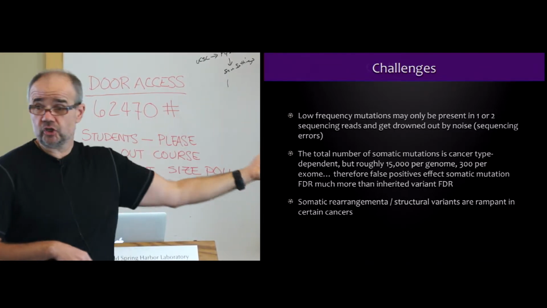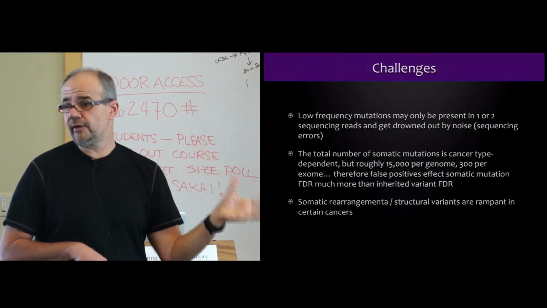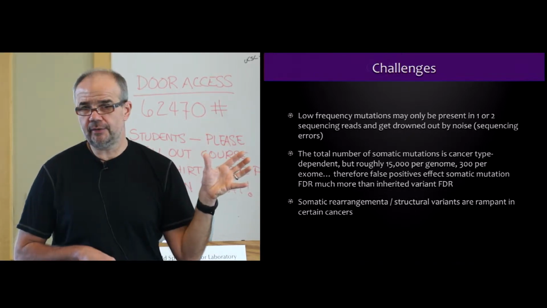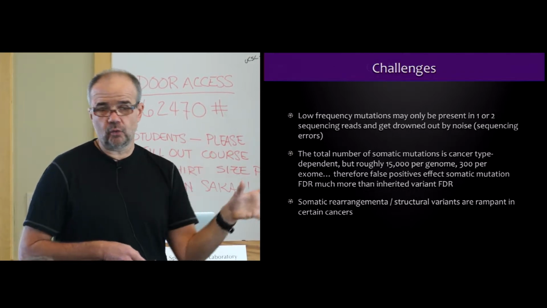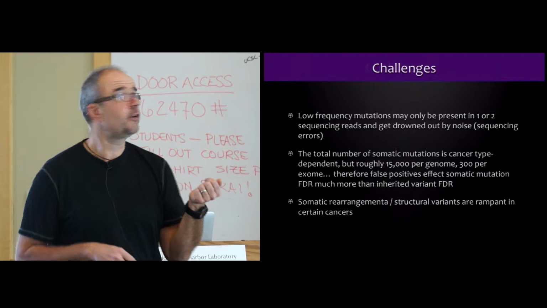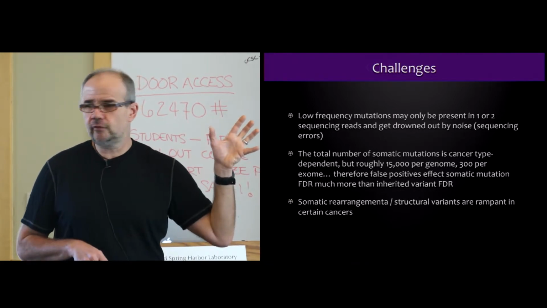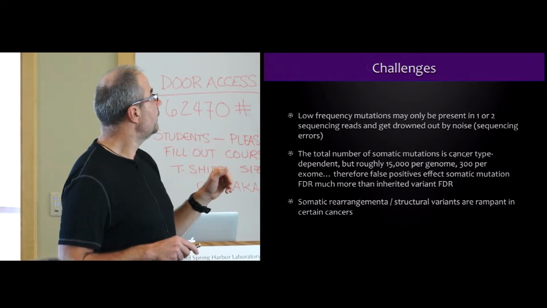Somatic variants are much rarer, so how many somatic variants you have in a cancer is hugely dependent on cancer type, and also what types of variants. Some have only point mutations, very few structural variants. Some others have rampant structural variants. But 10,000-15,000 somatic variants is about the ballpark, or 300 per exome.